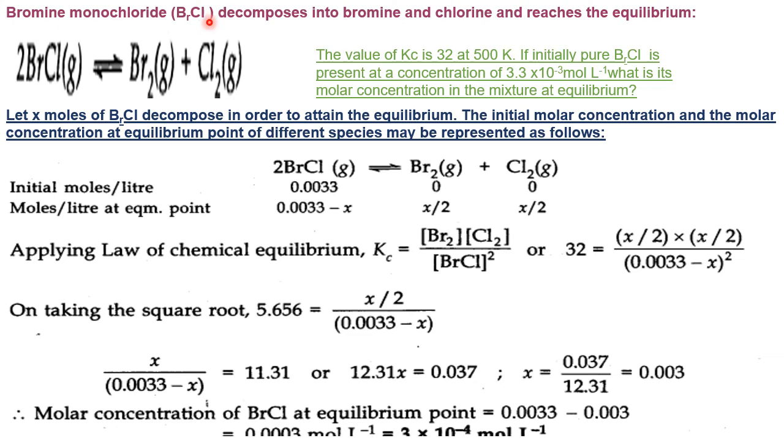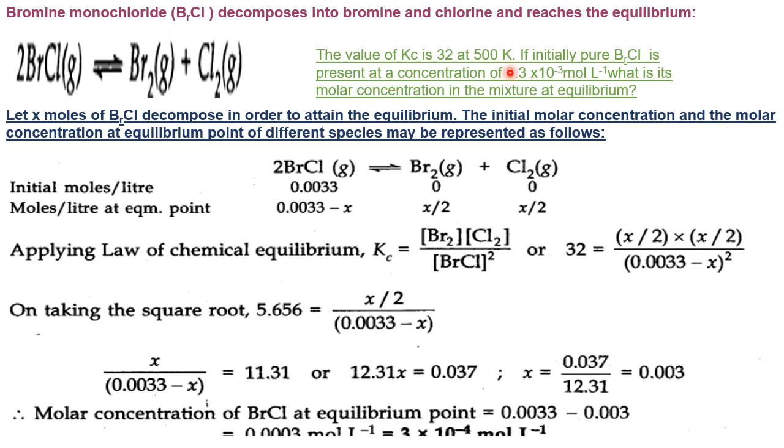Now, the last problem of the session. Bromine monochloride, BrCl, decomposes into bromine and chlorine and reaches the equilibrium. The value of Kc is 32 at 500 Kelvin. If initially pure BrCl is present at a concentration of 3.3 times 10 to the power minus 3 mole per liter, what is its molar concentration in the mixture at equilibrium? The method is the same. Okay, let us try.